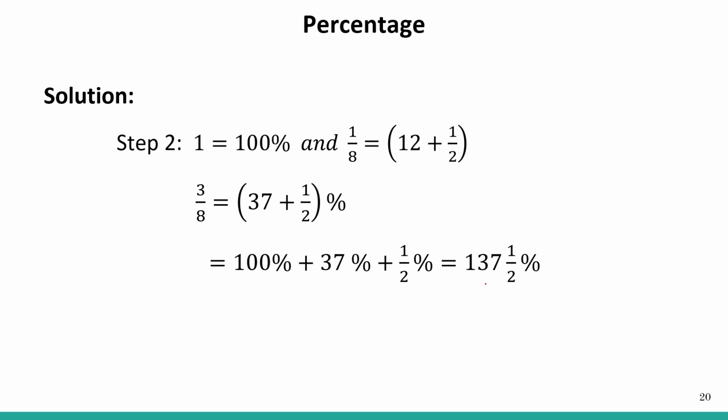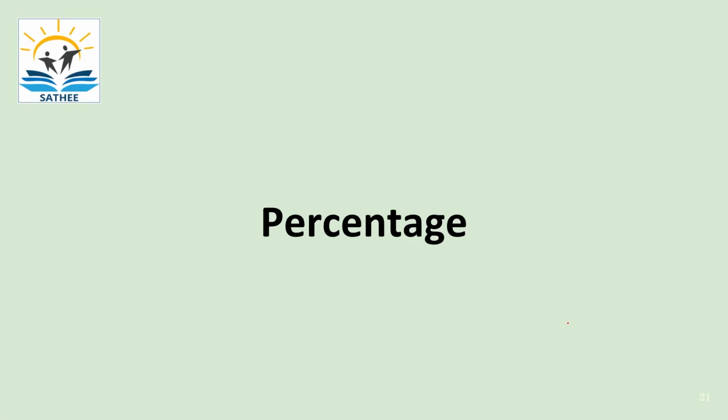So 137.5%, that is 137 and a half, or 0.5%. 100% and 1 by 8 is equal to 1 by 2. So 37 plus 1 by 2%. So this is the final answer, 137.5%. Thank you.